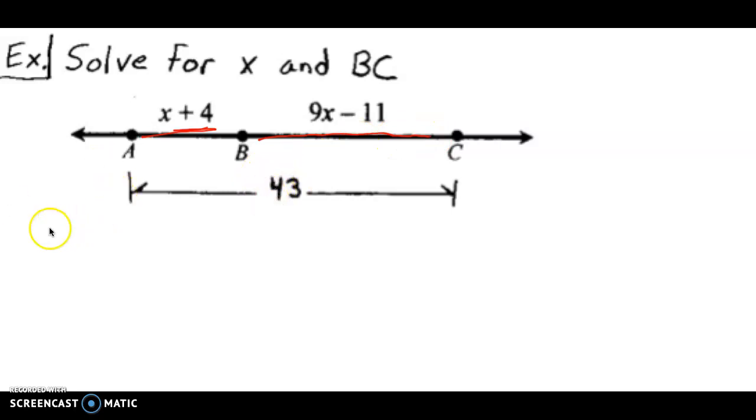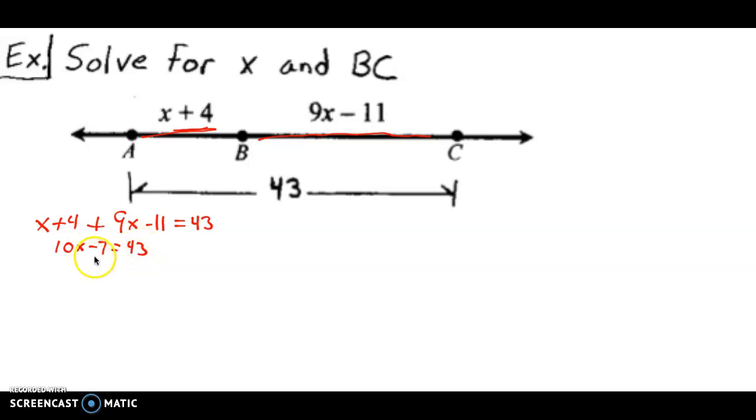And that's our setup. So we're going to take segment AB, x plus 4, and add that to segment BC, which is 9x minus 11. When you add those two things up, you get the whole segment AC, which is our 43. Now the algebra to solve it: we're going to combine our like terms. So x plus 9x is 10x. Our constants, 4 minus 11, is a minus 7, and that equals our 43.